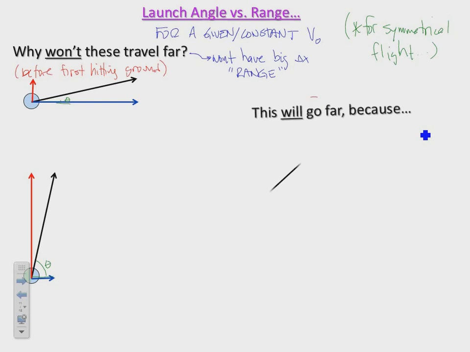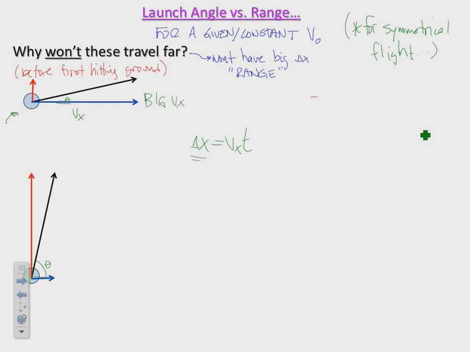All right? Yeah. So the question is, what is it about this first case that makes it not go very far? Well, remember, delta x is Vx times t. All right? Well, check it out. This one, here's Vx. That's a big Vx. So that says that it really could go far if it goes fast horizontally.